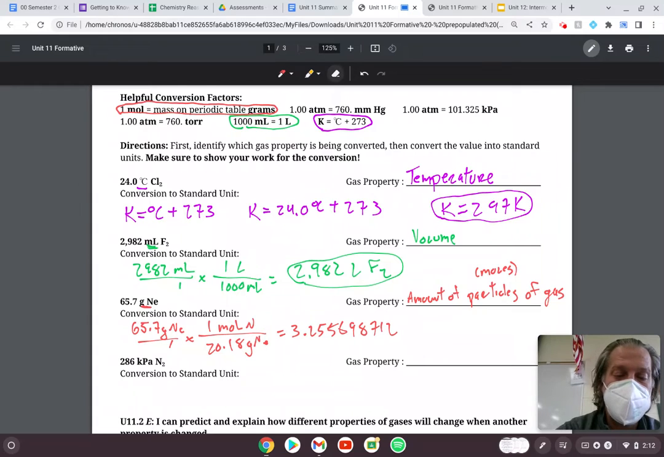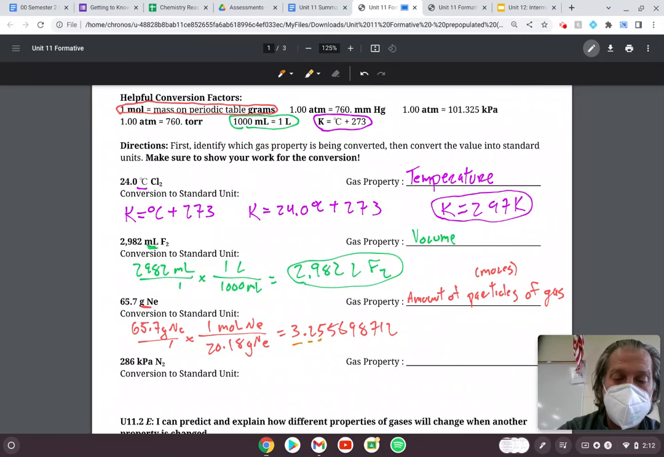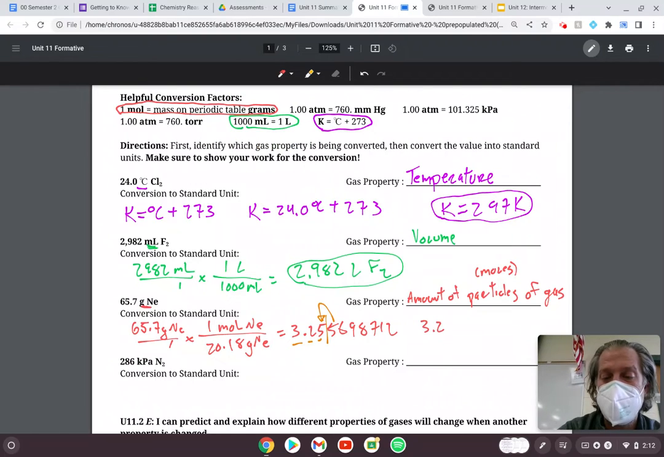3.255698712. We want to assess the appropriate number of significant figures here. In this case, the answer needs to have 3 sig figs, so I count 1, 2, 3. I see that 5 will round that 5 up. So my appropriate final answer here is going to be 3.26 moles of neon.